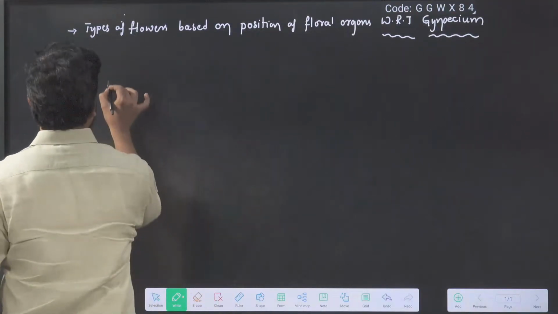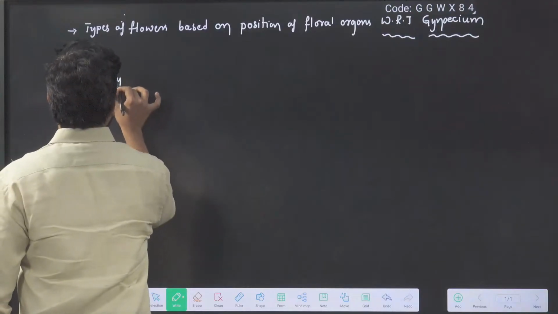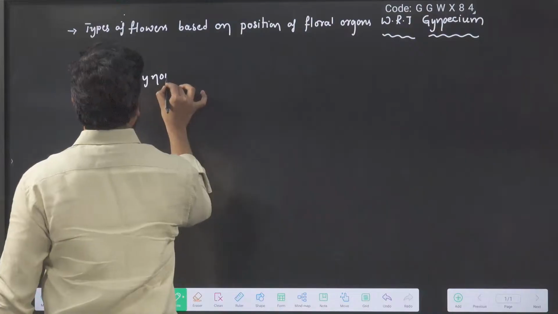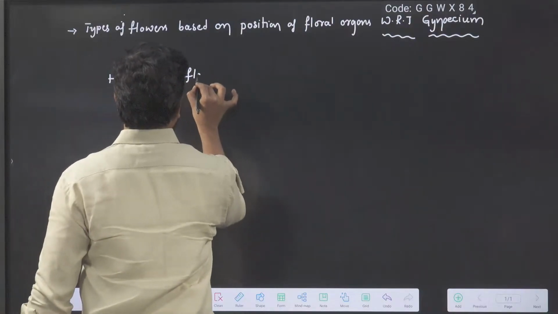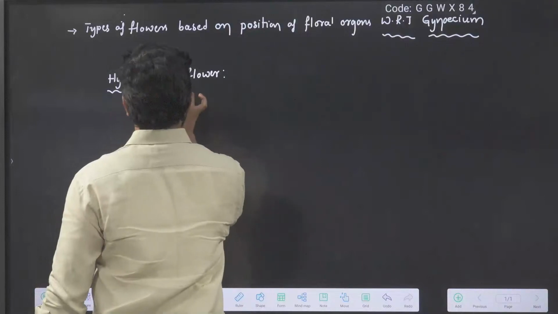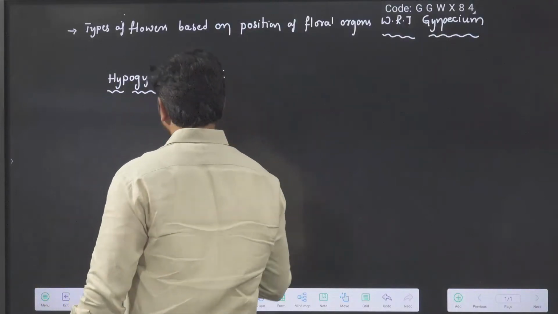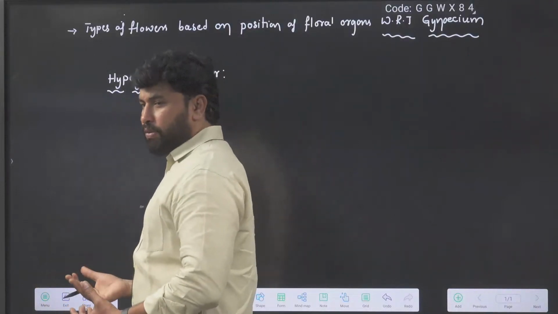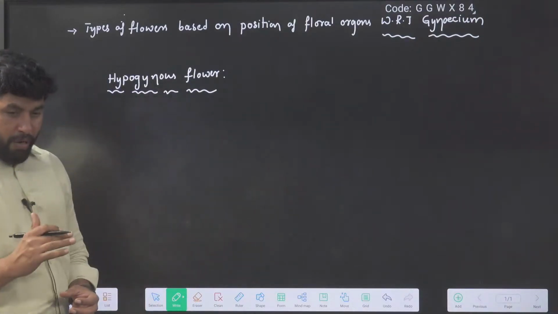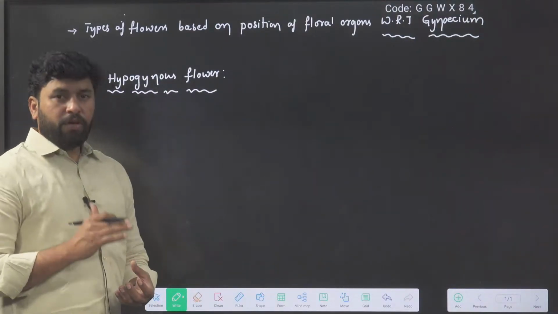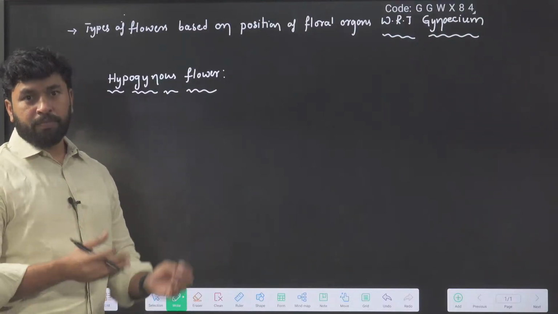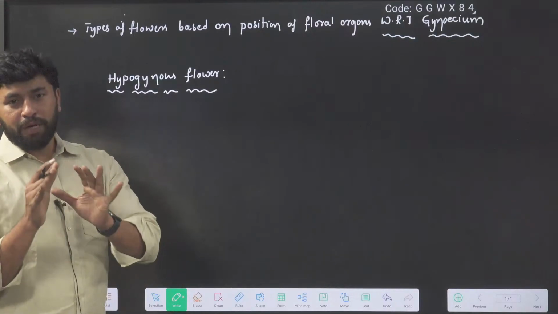First one, hypogynous flower. What do you mean by hypogynous? Hypo means below. An English word, hypo, below. Below whom? Below the gynoecium. Who is there below the gynoecium? Floral organs are there below the gynoecium.